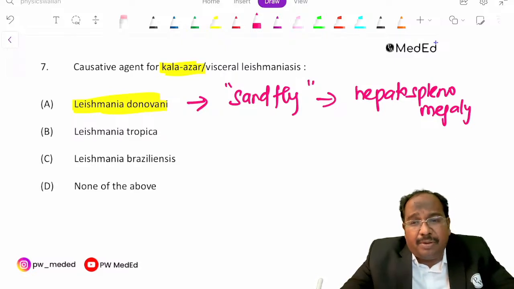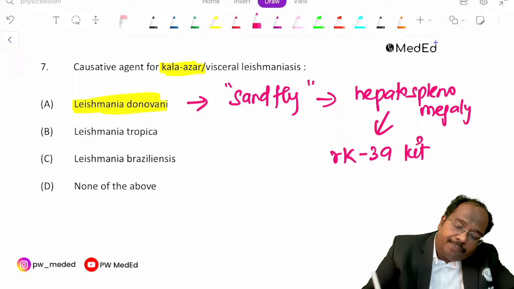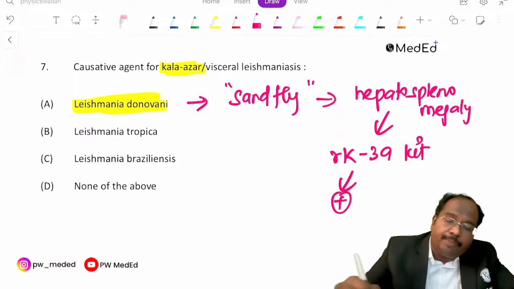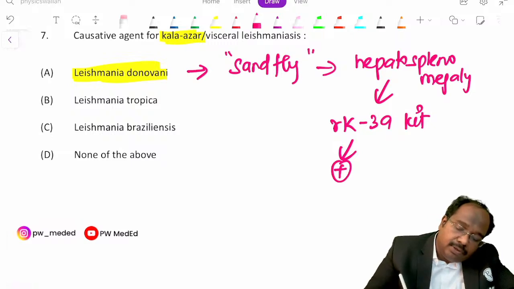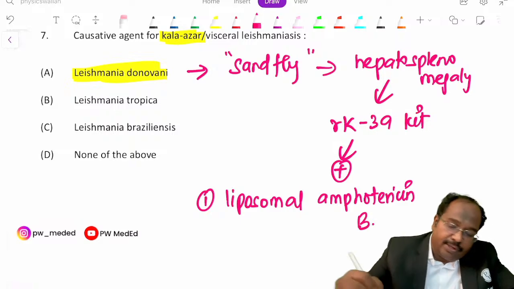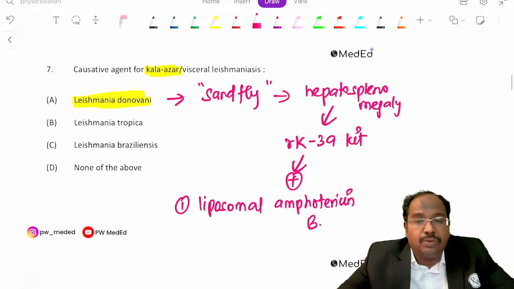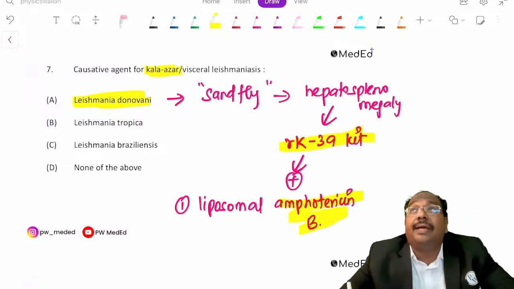If anybody is coming from this place with hepatosplenomegaly, the program uses the RK39 kit. If anybody is found to be positive with this RK39 kit, what is the drug of choice we can use? The drug of choice is liposomal amphotericin B. So we use this RK39 kit, and the drug of choice is amphotericin B, guys.